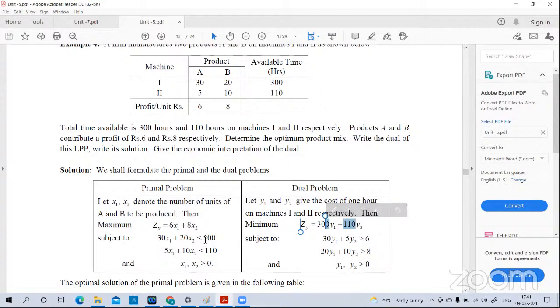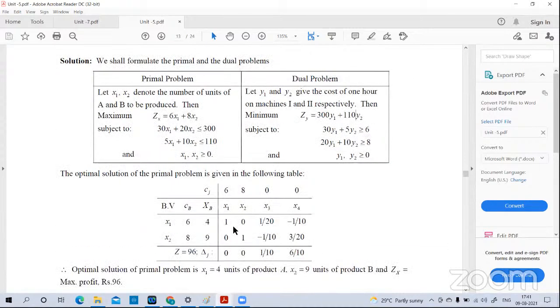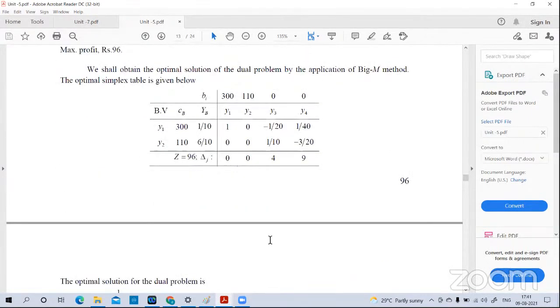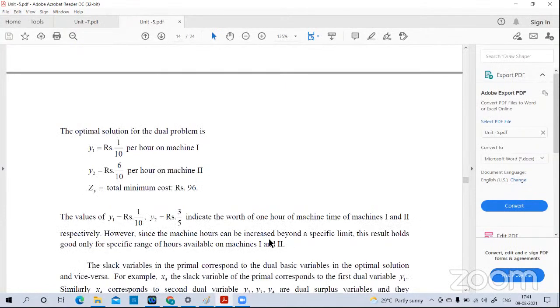Here the constraints are 300 and 110, so 300 y1 plus 110 y2. Then 30 y1 plus 5 y2 is greater than or equal to 6, and 20 y1 plus 10 y2 is greater than or equal to 8. y1, y2 greater than or equal to 0. In such a way we can identify the optimal solution, the best optimal solution. Either applying the primal or the dual, we get the same solution.